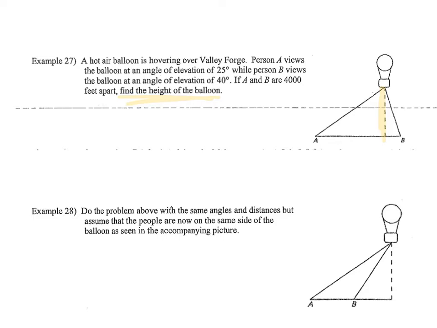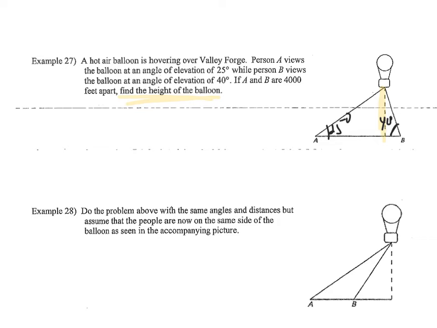They're telling me this person looks up at the balloon at a 25-degree angle, and this person looks up at the balloon at a 40-degree angle. So is this a right triangle? Those should add up to 90 degrees if it is, and they don't. So it's an oblique triangle. We need to use law of sines or law of cosines. We don't know which yet, but we'll see what pattern we have when we finish filling in the sides.